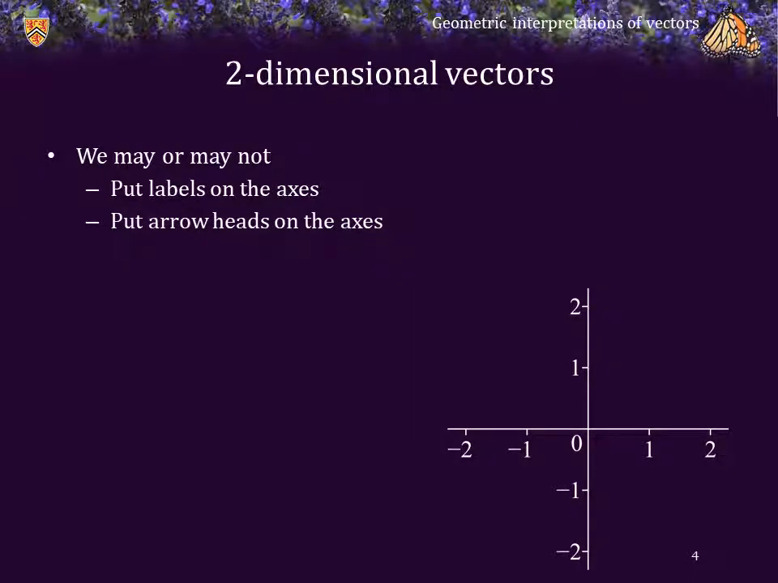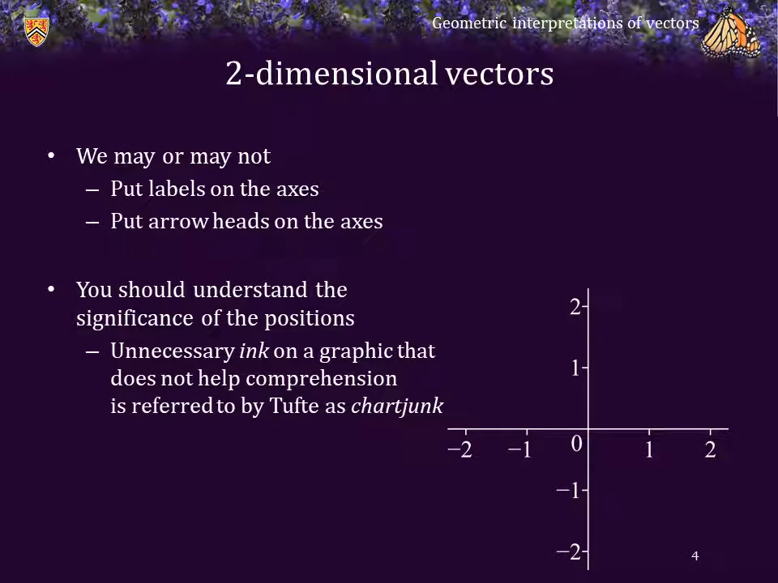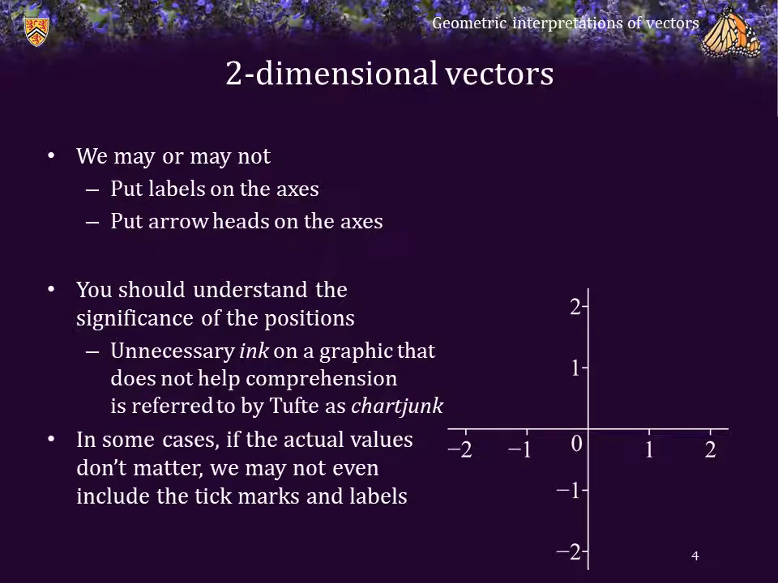Now, we may or may not put labels on the axes or put arrowheads on the axes. However, you are expected to understand what's going on. You should know the significance of the positions. And after all, unnecessary ink on a graphic that does not aid in additional comprehension is often referred to by Tufte as chart junk and should be removed. In some cases, if the actual values of the vector don't even matter that much, we will not even include tick marks and or labels.